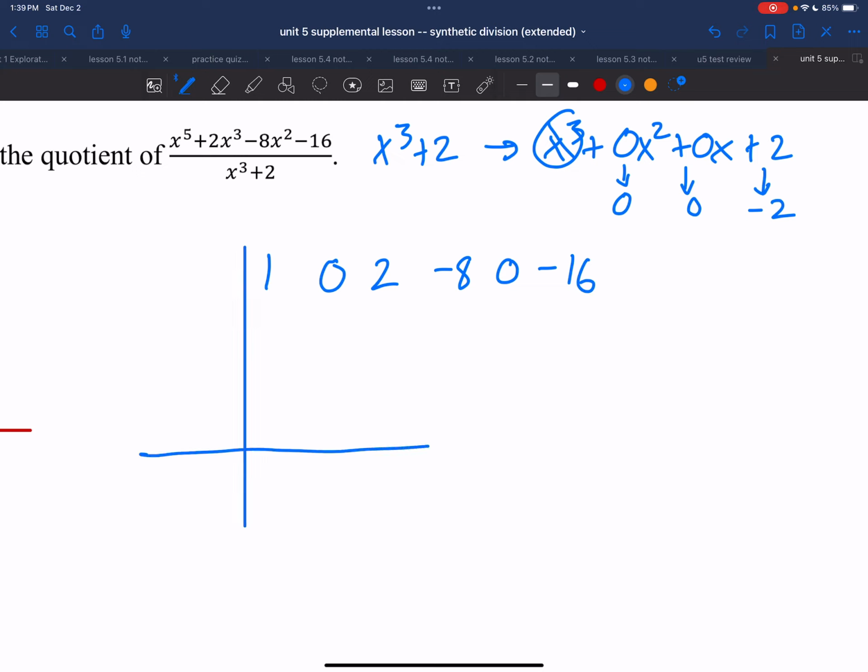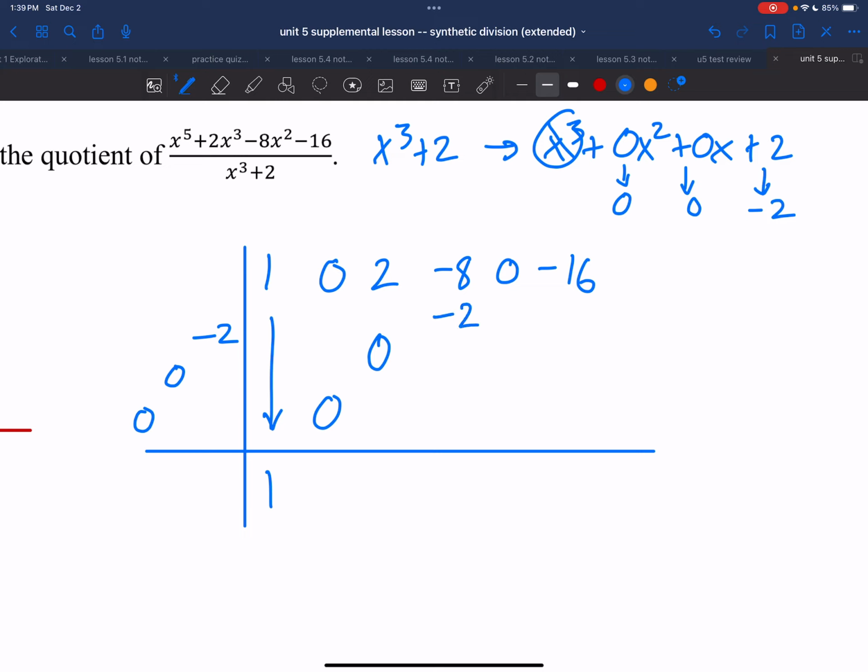Create this. Now I've got a triple diagonal here, right? 0, 0, negative 2. Drop the 1. Here's the 1. 1 times 0 is 0. 1 times 0 is 0. 1 times negative 2 is negative 2. Add the zeros, I get 0. 0 times 0 is 0. 0 times 0 is 0. 0 times negative 2 is 0. That's nice, right? Multiplication of 0 is very easy.